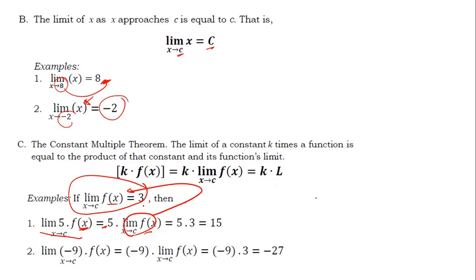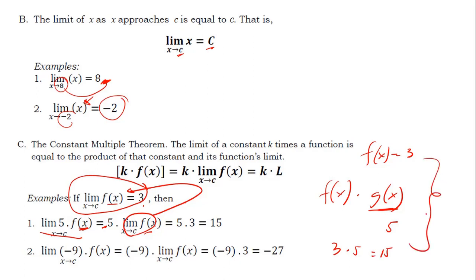So, for example, when multiplying, okay? For example, f of x times g of x. So, given that the limit of f of x is equal to 3, and then the limit of g of x is equal to 5, so just simply, 3 times 5 is equal to 15. So, that is the way to solve in this law. Okay?